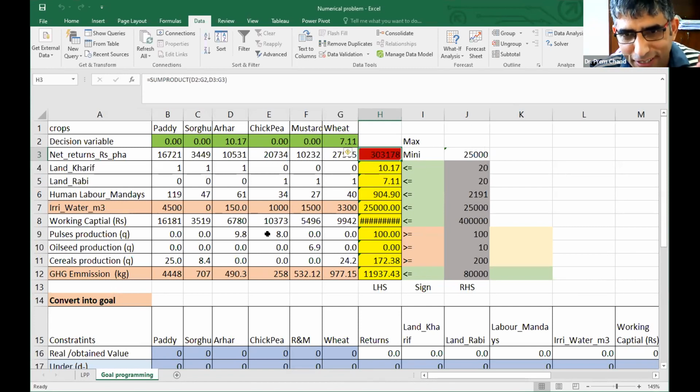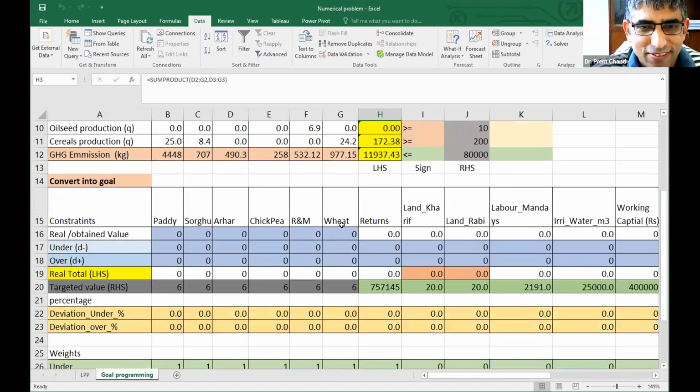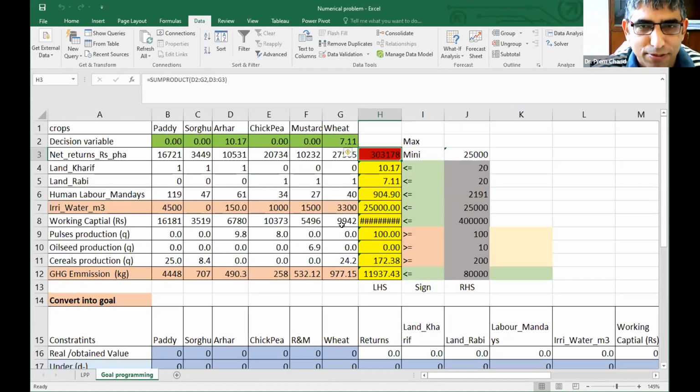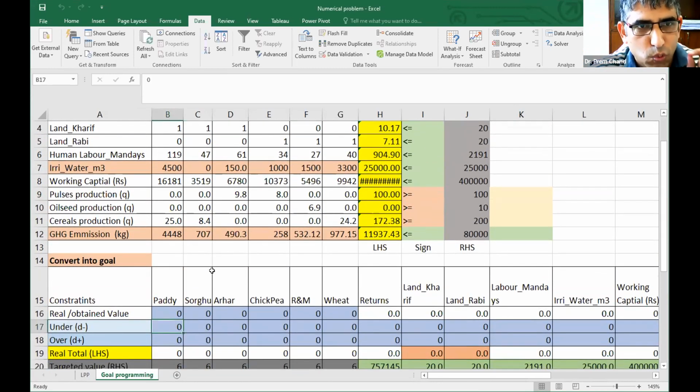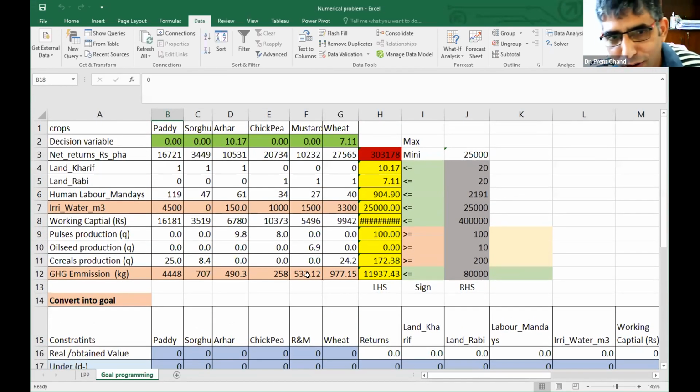Not possible that you can minimize your GHG emission. You can even reduce the water, and then it's not possible. Saying that it's not possible. So what I will do is I will convert it into a flexible one. So I said that I will add one negative deviation, under deviations, and one over deviations, overachievement rows, to each of my objective function and constraint. Note that in GP, all the objectives and constraints become the goals.